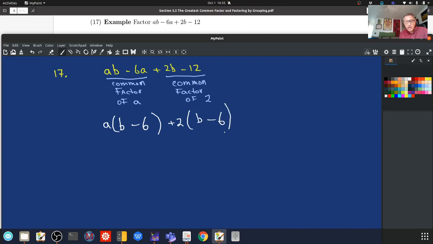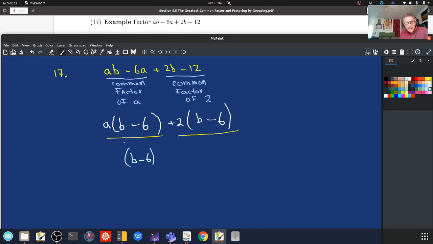Are we done? No, we're not done. Lo and behold, look. I went from 4 terms to 2 terms. This is 1 term, and this is another term. And these terms have a common factor of b minus 6, because b minus 6 is in both terms.